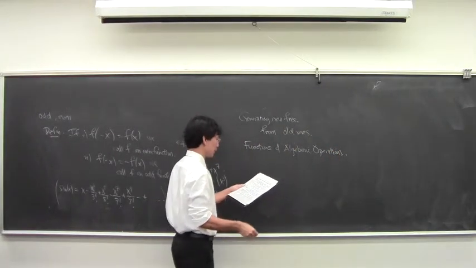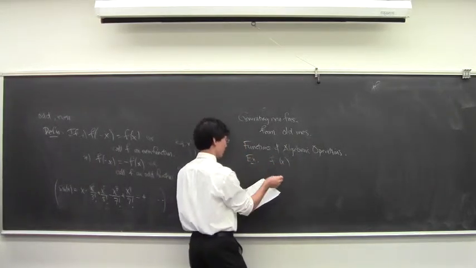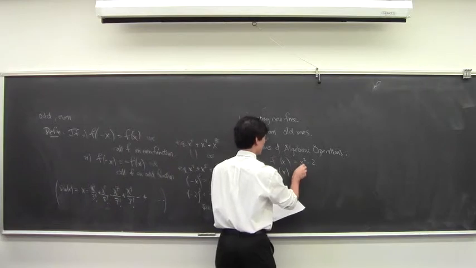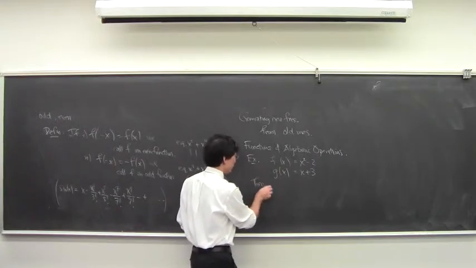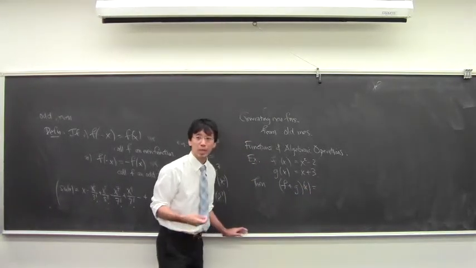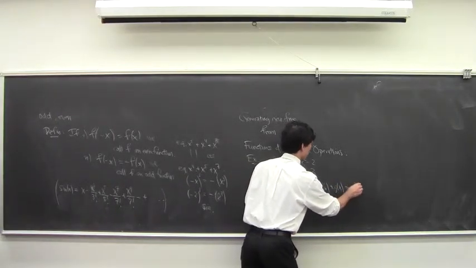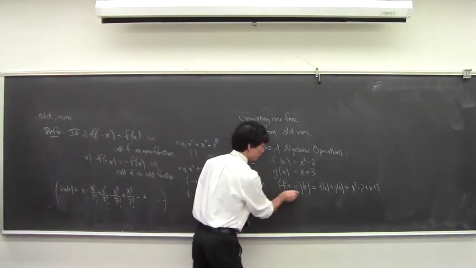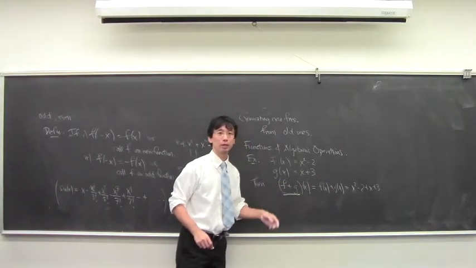Functions and algebraic operations. So this is really just a notation. I'll explain by example. If f of x is x squared minus 2 and g of x is x plus 3, then if I write f plus g of x, what's meant by that is f of x plus g of x. So that would be x squared minus 2 plus x plus 3. So you can create the sum function. You create a new function. It's just that you add the outputs of the original ones.